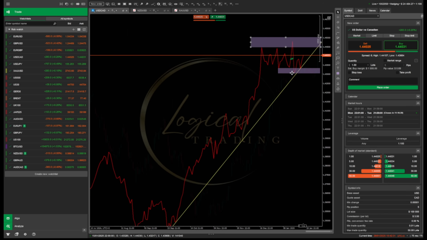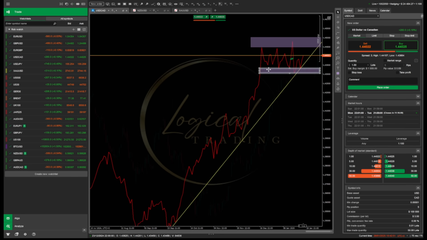Now, why do I go to the daily to pick up the resistance level on the higher time frame that I'm trading, because I'm trading on the H4? It's because it's more reliable. The higher you go with the time frame, the more reliable this information becomes, because there's more traders in the room. There's more money in the room trading these levels.